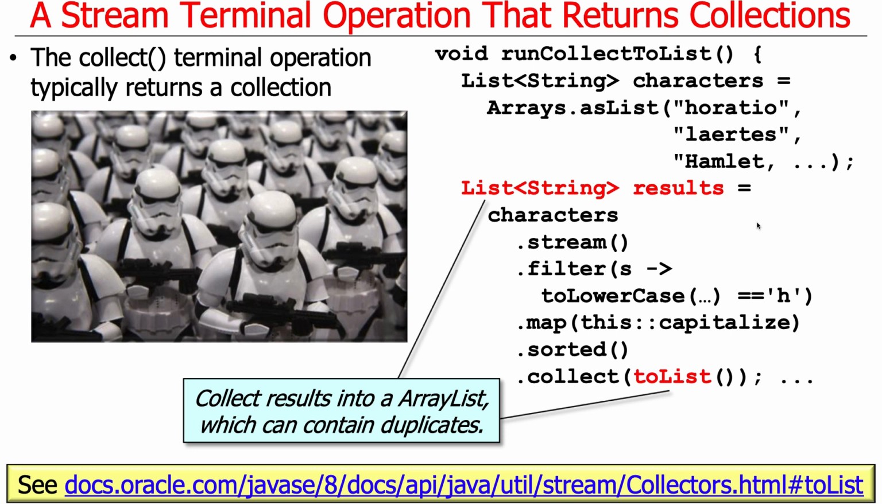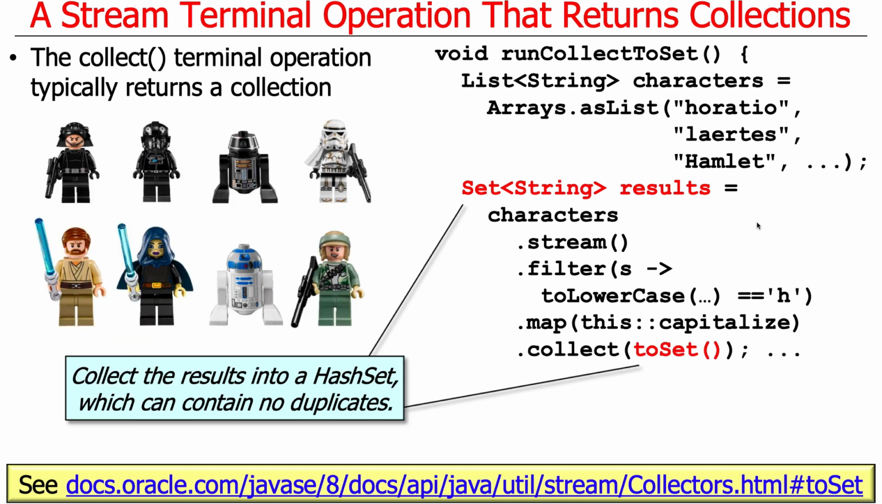So it's less error prone, it's more concise, and it also scales up transparently to work with parallel streams, which is a real win, and it just comes along for the ride. So toList contains duplicates. We could also collect the results into a set.